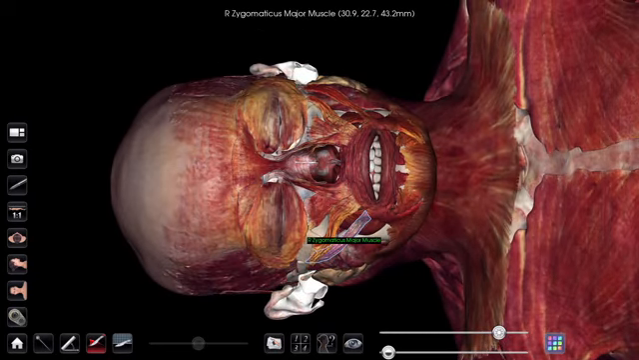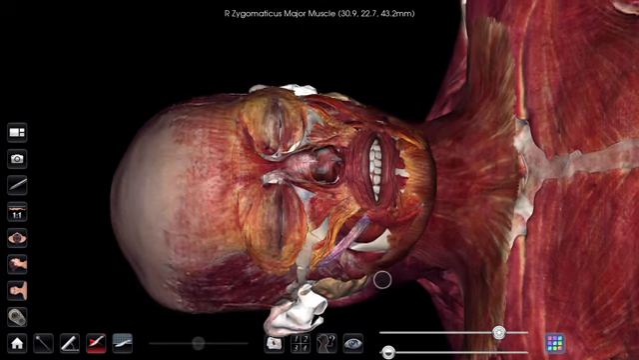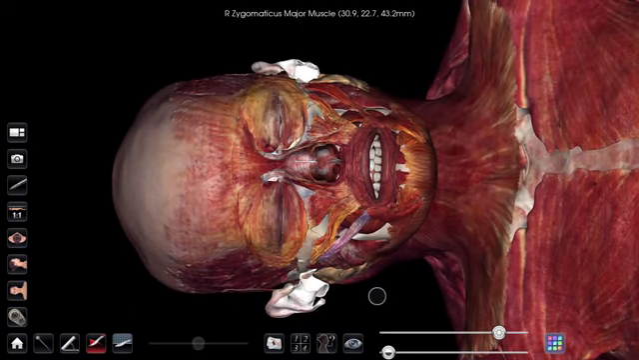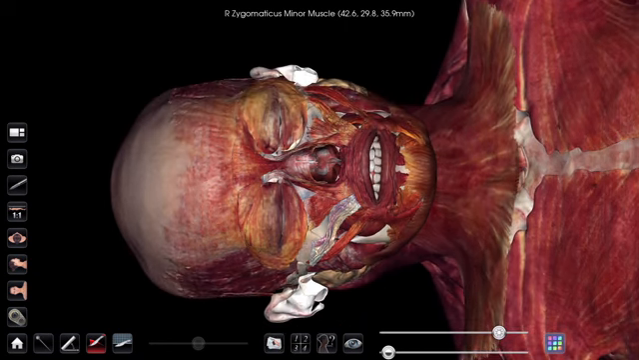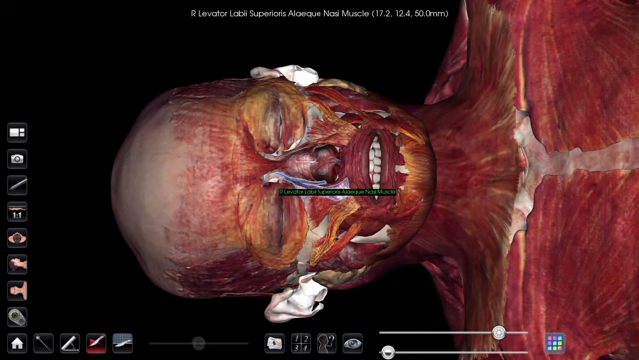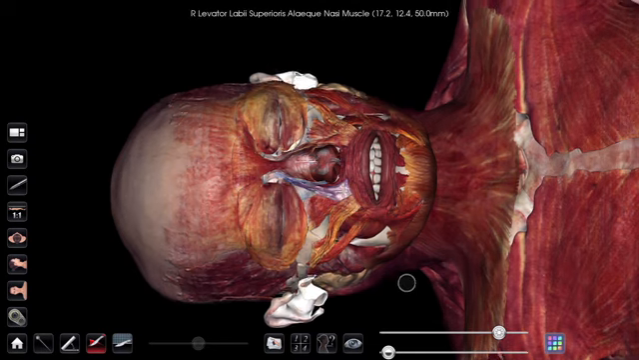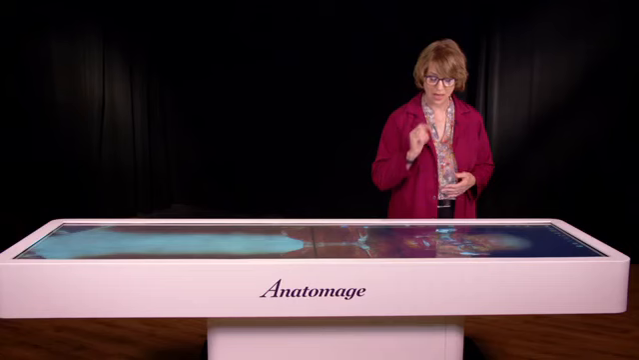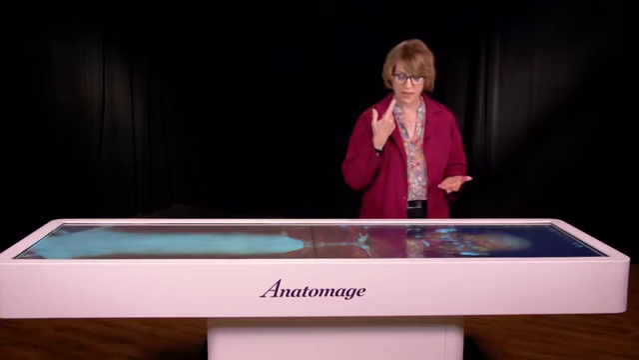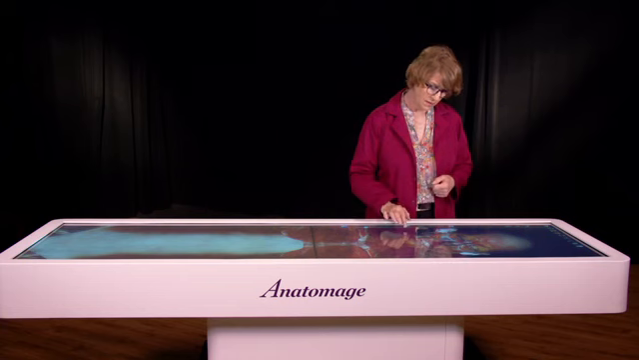We can see zygomaticus major, and that's our smiling muscle. This person has a zygomaticus minor muscle right next to it. And in this case, along the nose, for levator labii superioris, they gave two different distinctions: this alaeque nasi portion along the nose, as well as the larger levator labii superioris that helps us raise the corner of the upper lip, or the sides of the mouth.